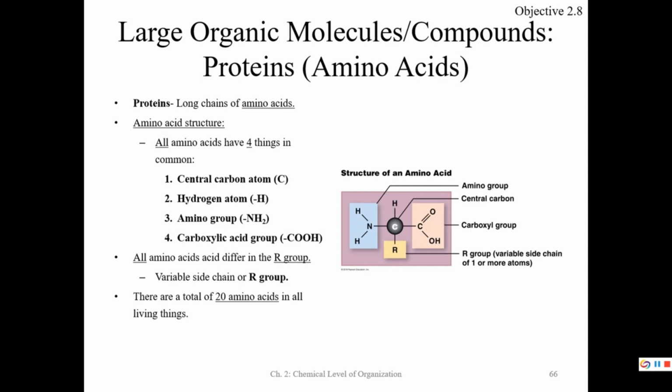So all amino acids have a central carbon. We call that the alpha carbon. They have a hydrogen atom. They have an amino group, and they have a carboxyl group, sometimes called a carboxylic acid group. I'm just going to say carboxyl group. I'm going to change it in my notes to say carboxyl group. Now, there is an R group, and that's where they all differ. That is the place all amino acids differ.